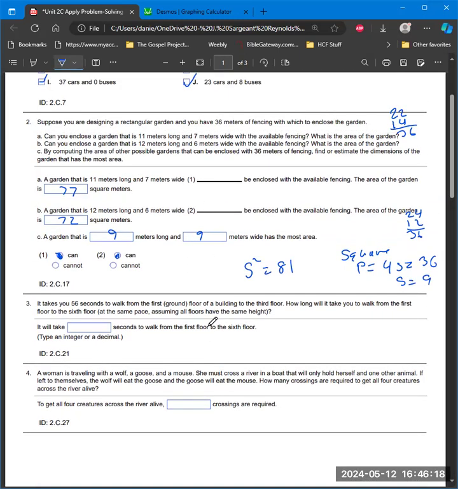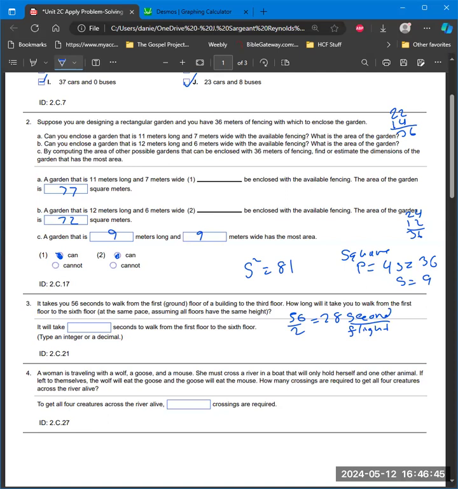Okay, it takes you 56 seconds to walk from the first floor, ground floor of a building to the third floor. You took 2 flights of steps to get there. So that's going to be 56 divided by 2, which is 28 seconds per flight of steps.